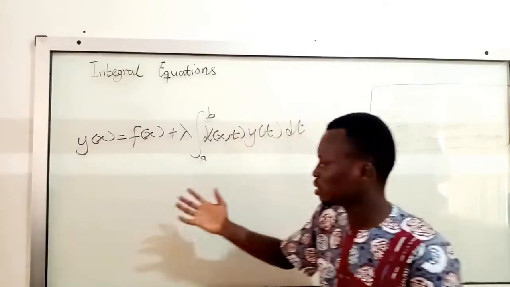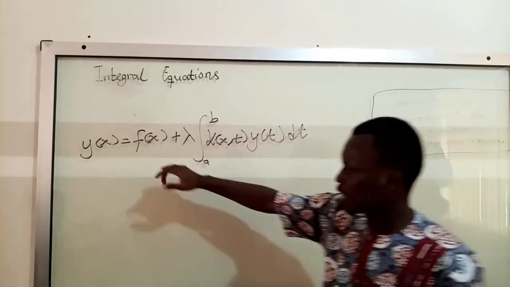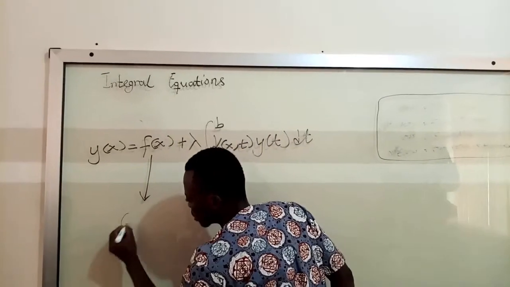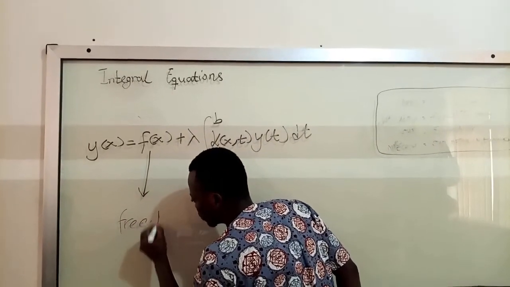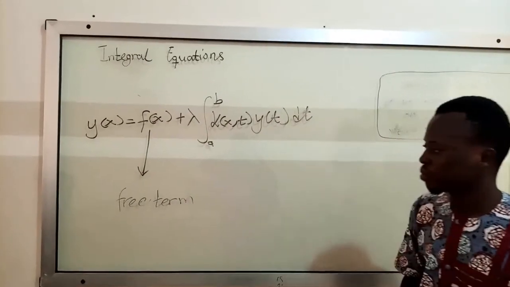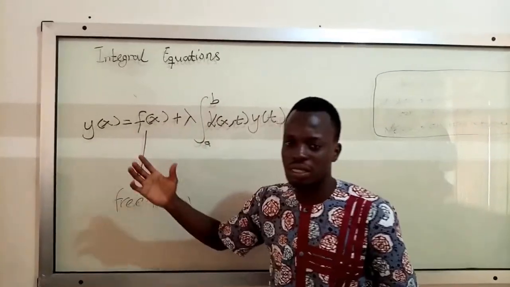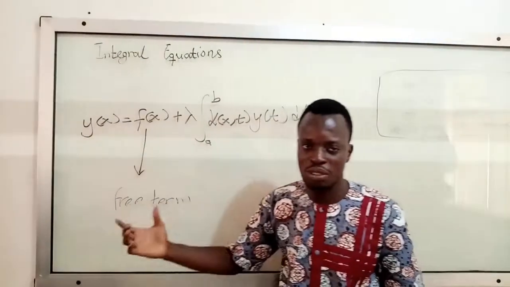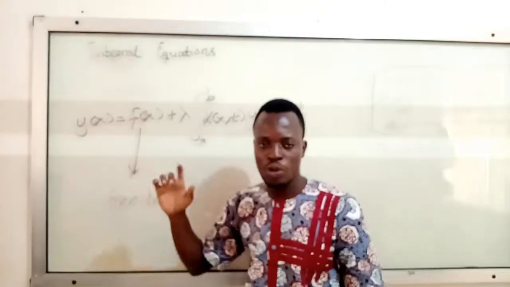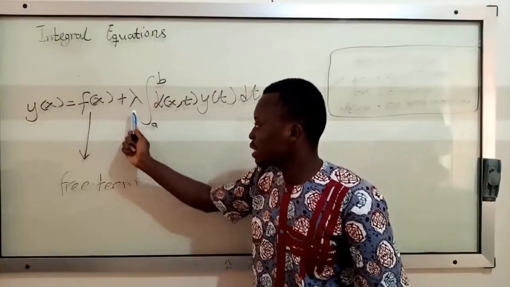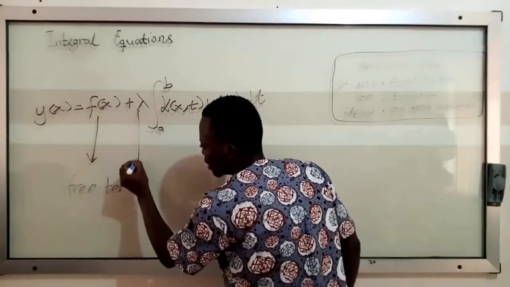In naming the parts of an integral equation, this part f of s is termed the free term, and this function is always a known continuous function. That means when they give you the equation, this function is always known and it's also continuous. Okay, this lambda is known as the investigative parameter.